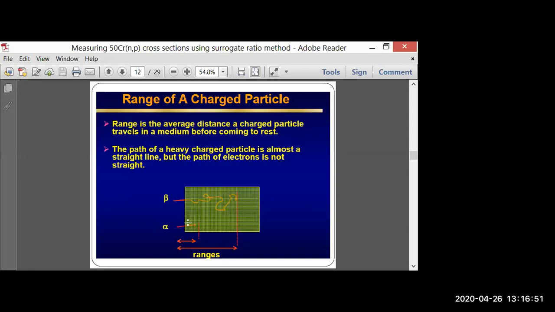You see why it is not deflecting. It's almost a straight path for alpha, because it's a heavier particle. It's like an elephant and a lightweight animal. The beta one is a lightweight particle, so it goes very far compared to alpha, and it has a zigzag path. So this is known as range: how much you travel inside the material until your energy is completely zero. The range of an alpha particle is less compared to a beta particle, but the path is straighter compared to beta particles.